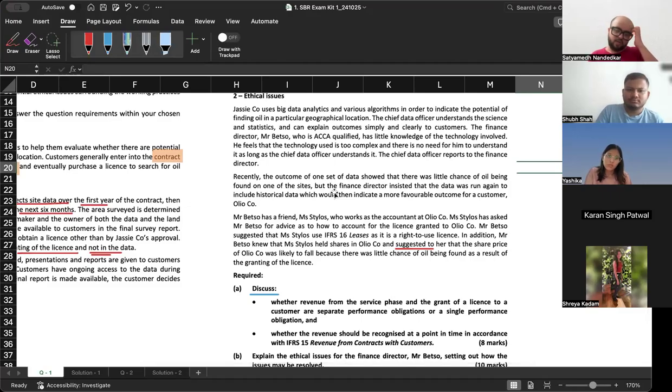Then Mr. Betso has a friend, Miss Stylos, who works as the accountant at Olio Company. Miss Stylos has asked Mr. Betso for advice as to how to account for the license granted to Olio. Mr. Betso suggested that Ms. Stylos uses IFRS 16 as it is a right to use license. Very clearly, IFRS 16 is not applicable here. It is IAS 38. This is an intangible asset. A license is an intangible.